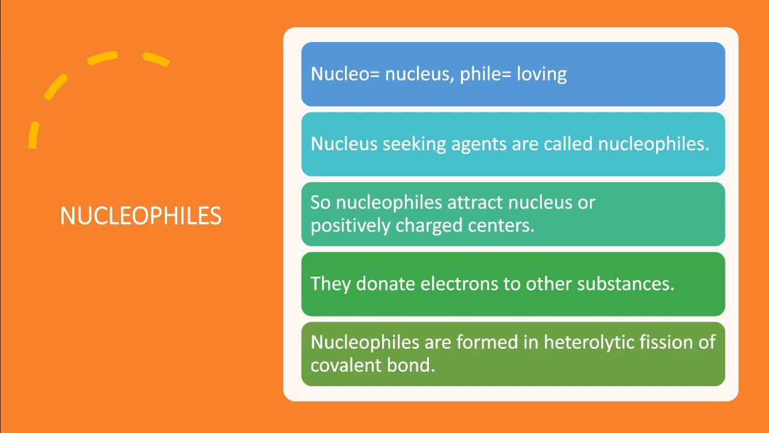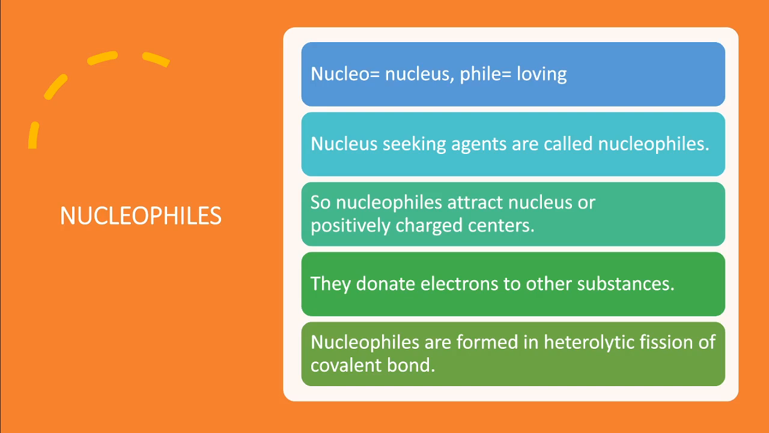Nucleophiles attract a nucleus or positively charged centers. They donate electrons to other substances because nucleophiles have an excess of electrons. Nucleophiles are formed in heterolytic fission of a covalent bond. We have already discussed heterolytic bond fission yesterday. In heterolytic bond fission, we get two types of ions: one is a positive ion and the other is a negative ion. The positive ion is called an electrophile and the negative ion is known as a nucleophile.